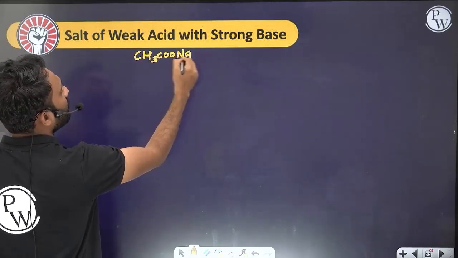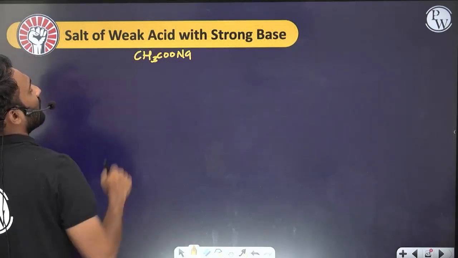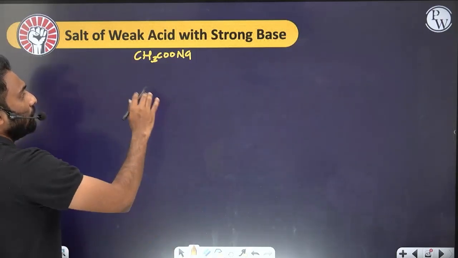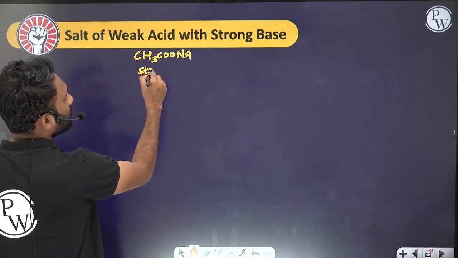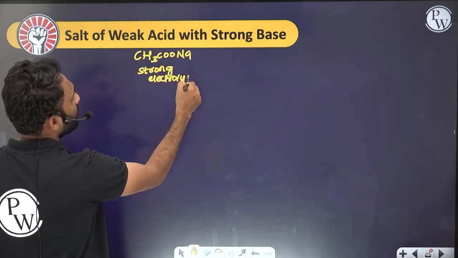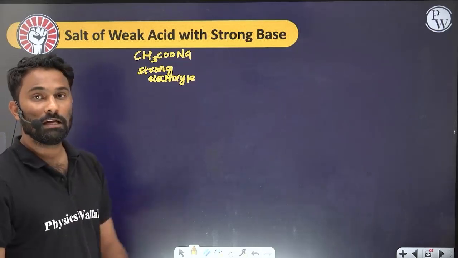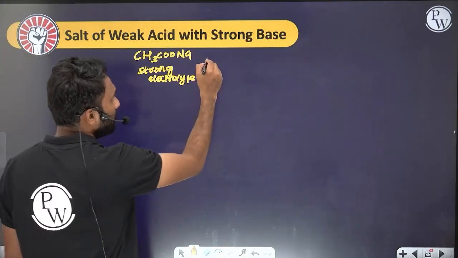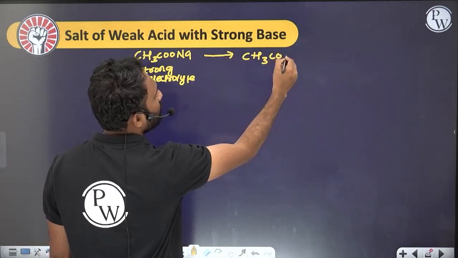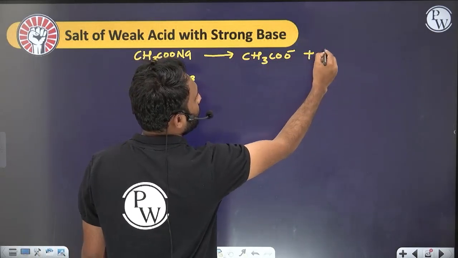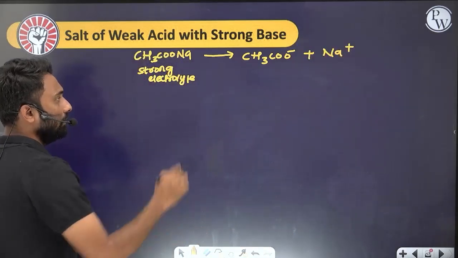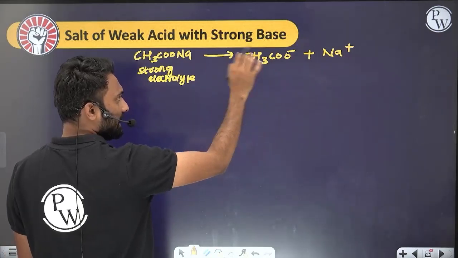CH3COONa. Now this is the weak acid anionic part. Now this is the strong base cationic part. Now this is a strong electrolyte. A strong electrolyte will be completely dissociated. Completely dissociated means it will be CH3COO minus, acetate ion, plus Na plus. Okay, now this is the weak acid anionic part.